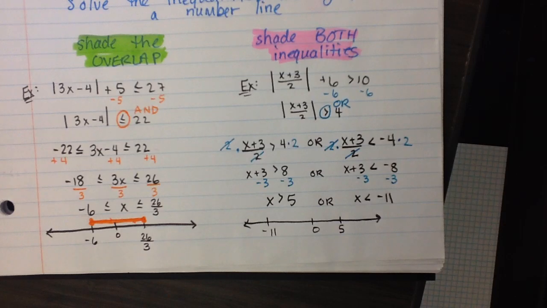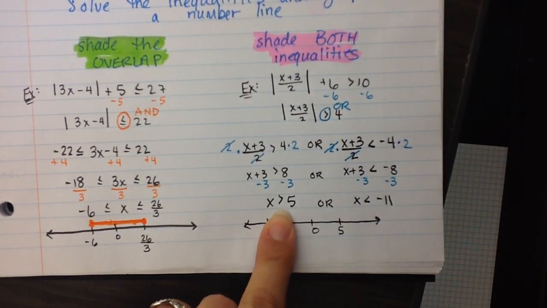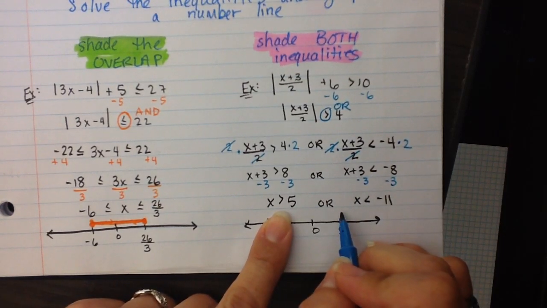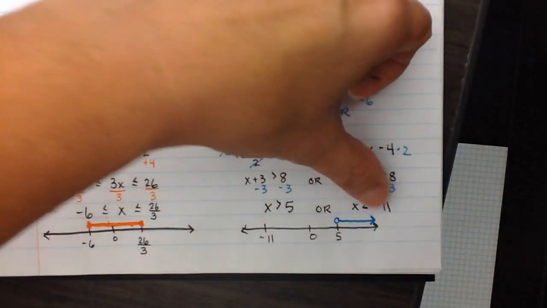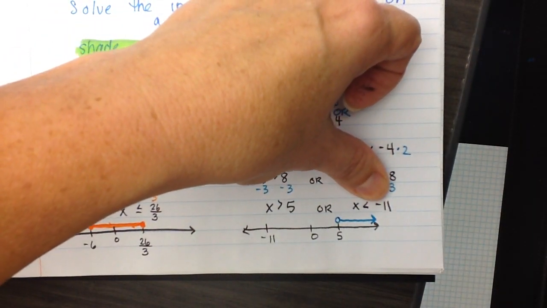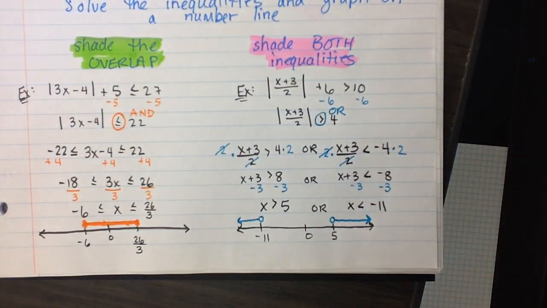On my number line, when I have an or, I shade both inequalities. So I'm going to shade x greater than 5, which means I'll have an open circle, and then my shading will be to the right. Or x is less than negative 11, so an open circle on negative 11, and shading to the left.